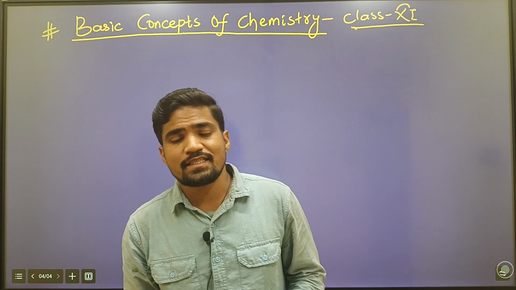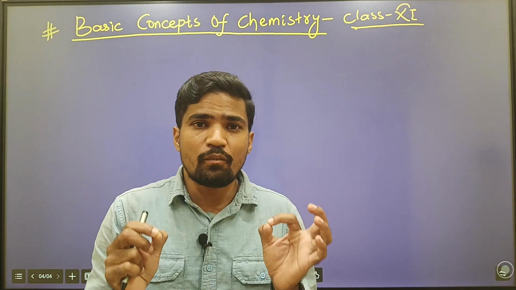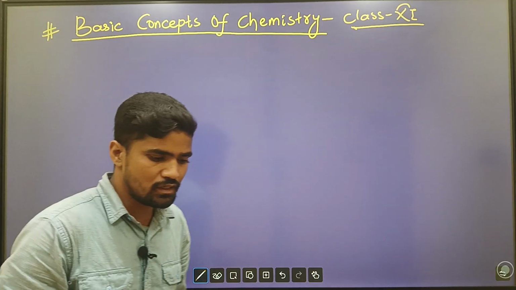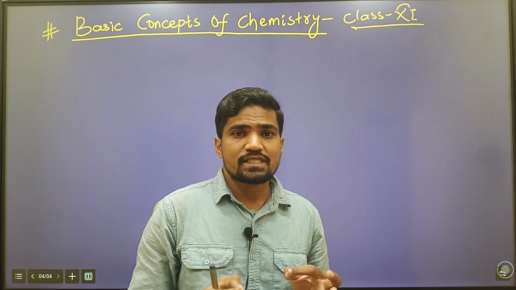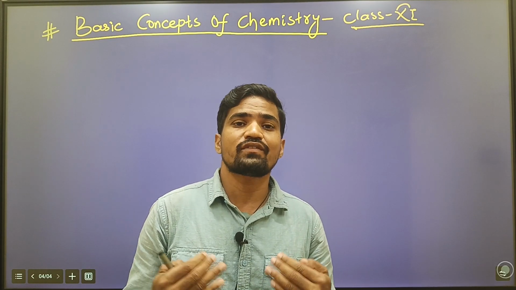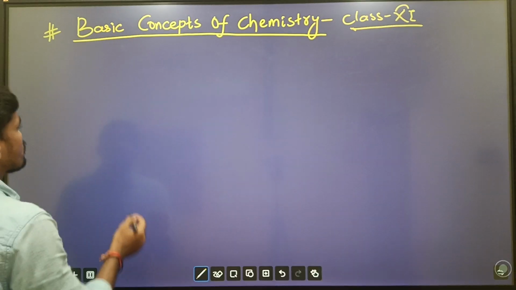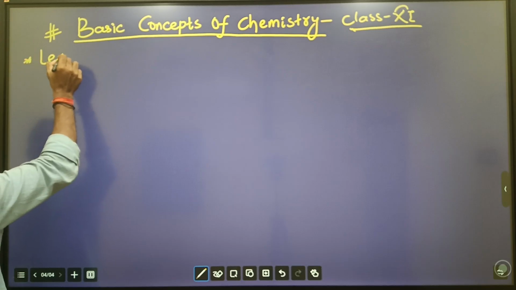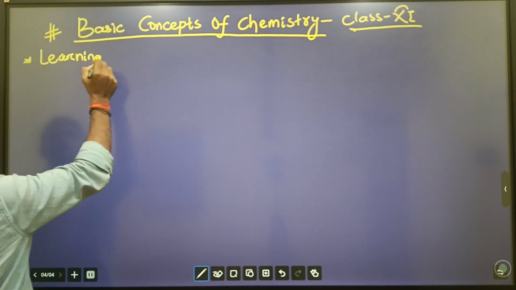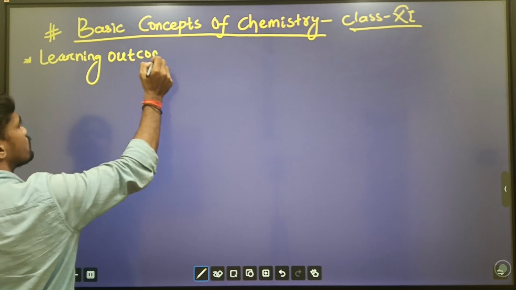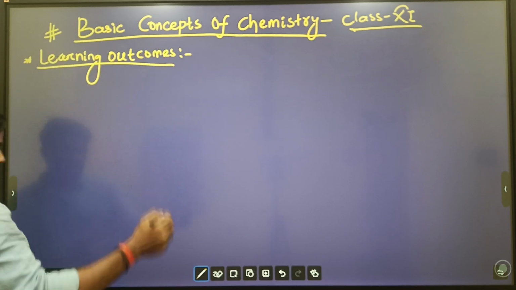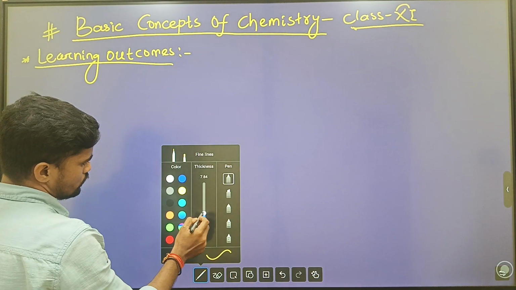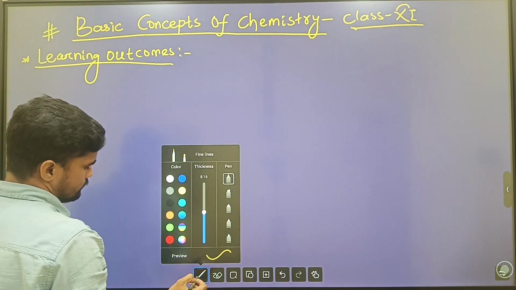Okay, so today guys, in this video we will start the very important topics of class 11, that is the basic concepts of chemistry. And before starting, we will see what outcomes we will get after covering this chapter. What are the learning outcomes? That means after finishing this chapter, what topics should we have covered in this particular chapter?